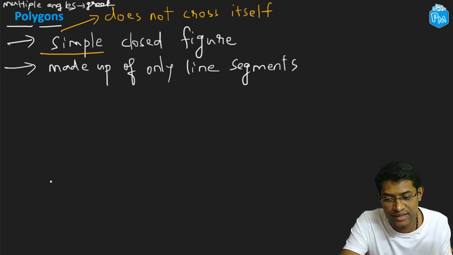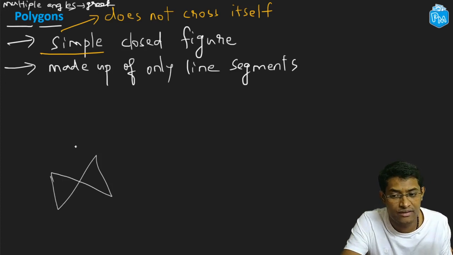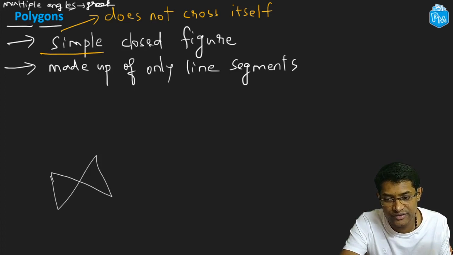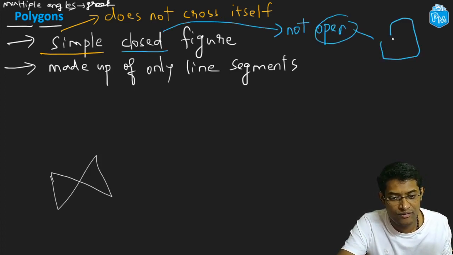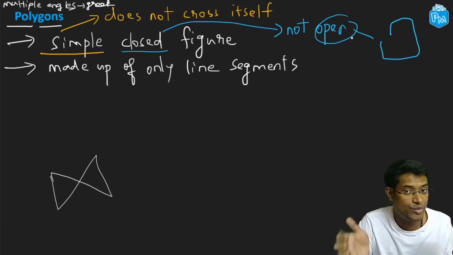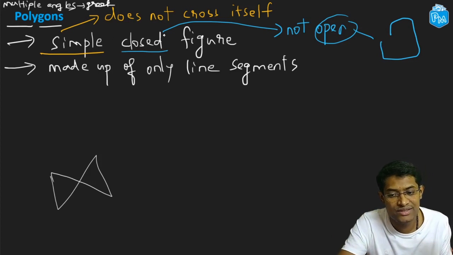So if you have a figure like this, it is not a polygon because it's crossing itself, right? Polygons have to be simple figures. Now they have to be closed figures. What does that mean? If you have an open curve, this is not a polygon because it's not closed, right? We have seen open curves and closed curves. So polygons by definition have to be closed. All right, now what is the next thing? They are made up of only line segments. So these are the three necessary conditions for polygons.